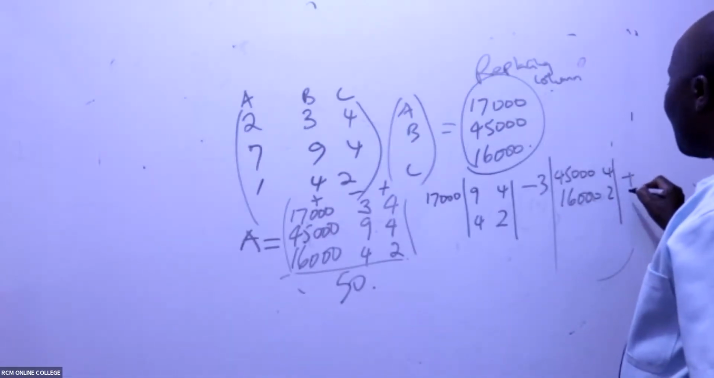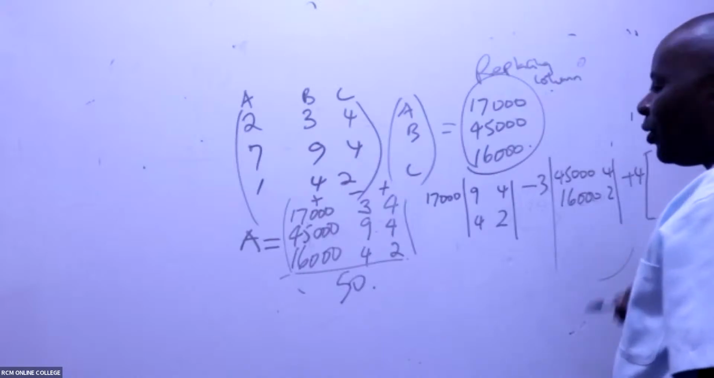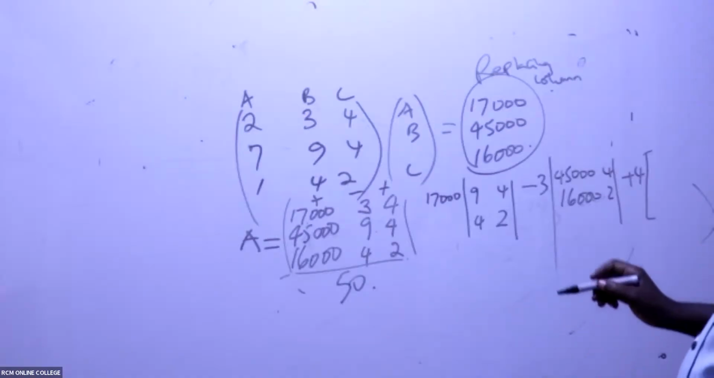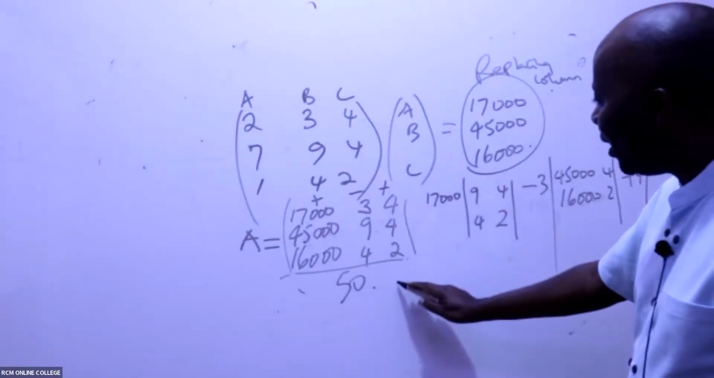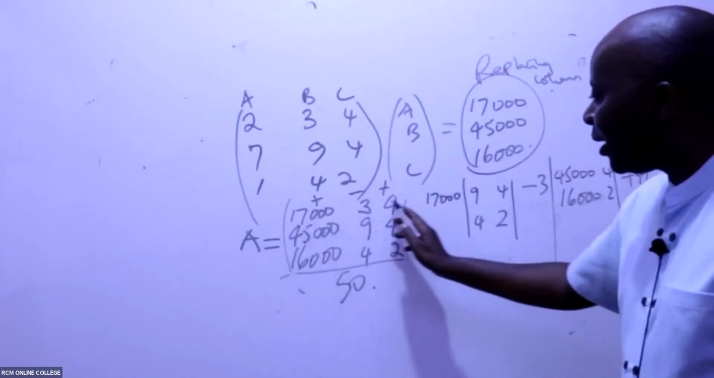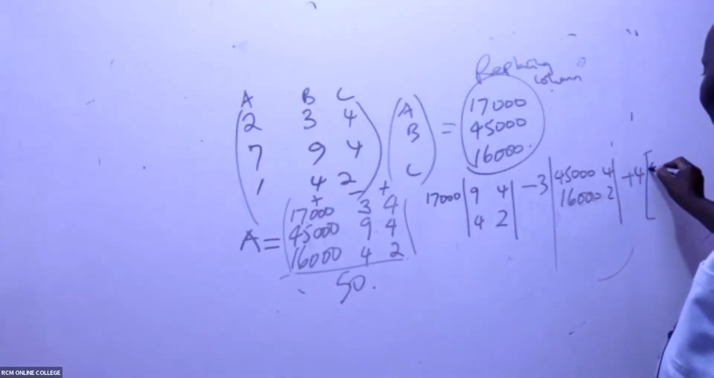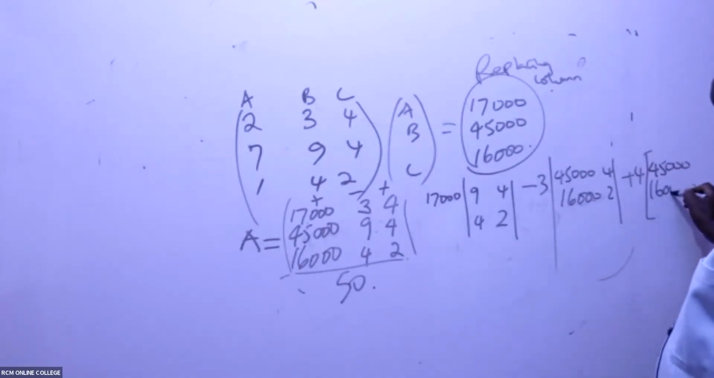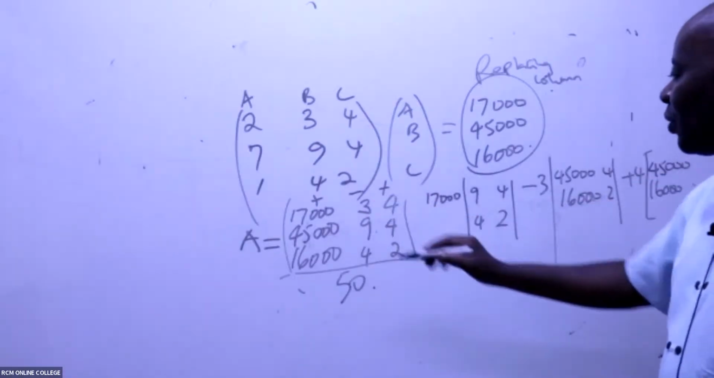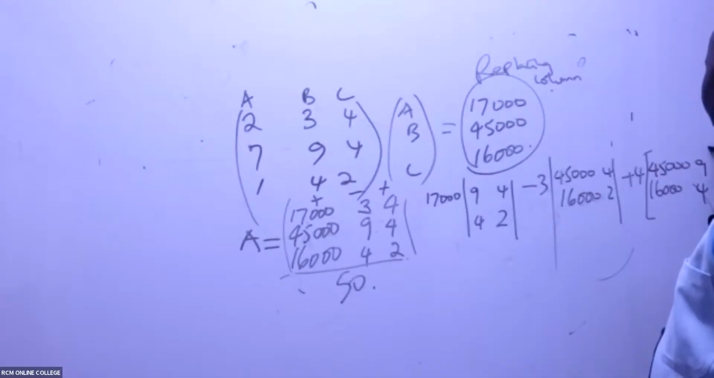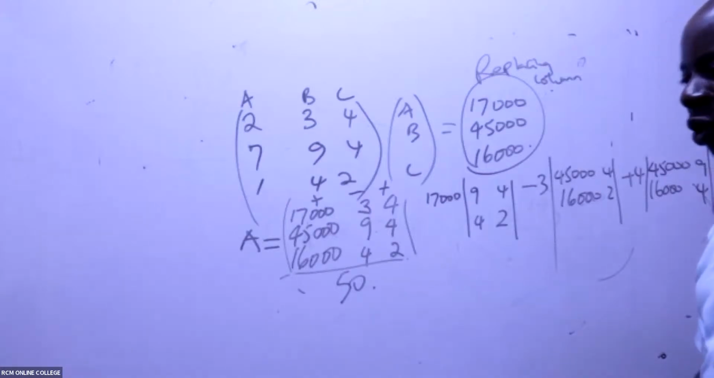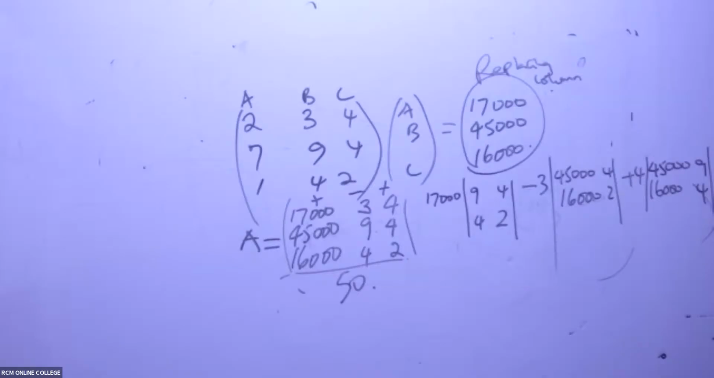Plus, I have 4 there. The 4, ladies and gentlemen, what do we have there next? Here, we are hiding this under that. So when you hide this under that, we have 45,000 and 16,000. And then of course, if it is this and that, we have 9 and 4. I'll repeat, but is there somebody who has been able to follow up to where we are?